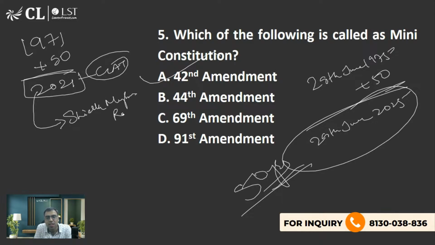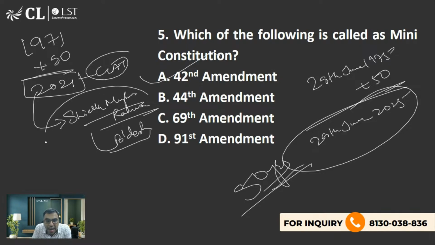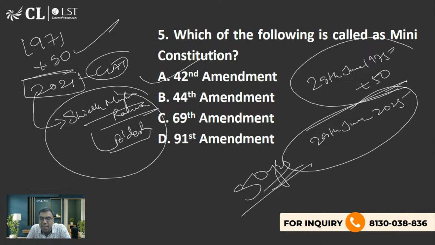Sheikh Mujibur Rahman was given the Gandhi Peace Prize. Sheikh Mujibur Rahman was the father of the nation of Bangladesh. So the entire passage was there. Why? Because 50 years got completed. Okay. So similarly, this can again be asked.